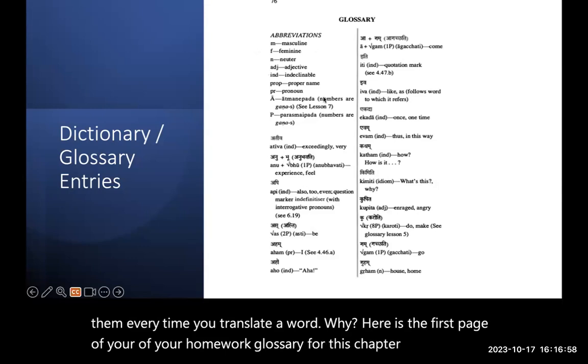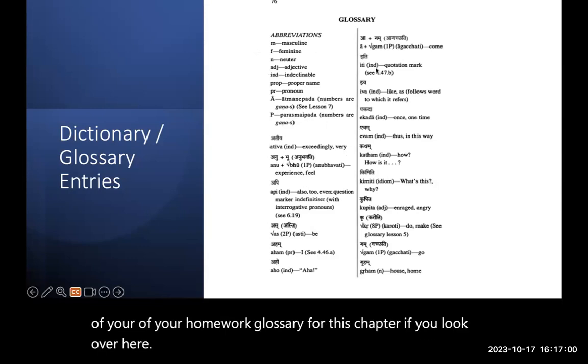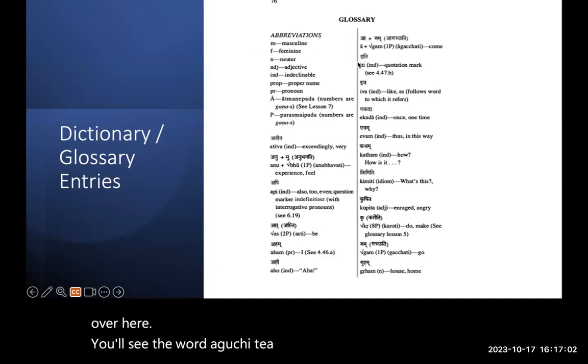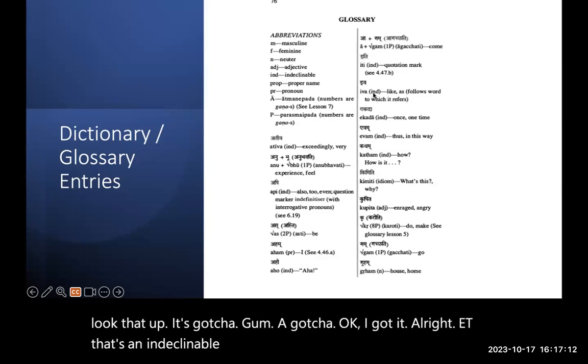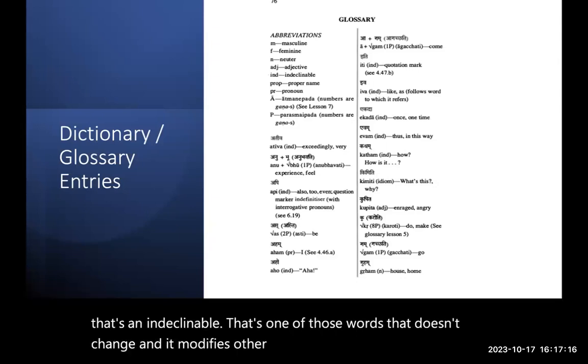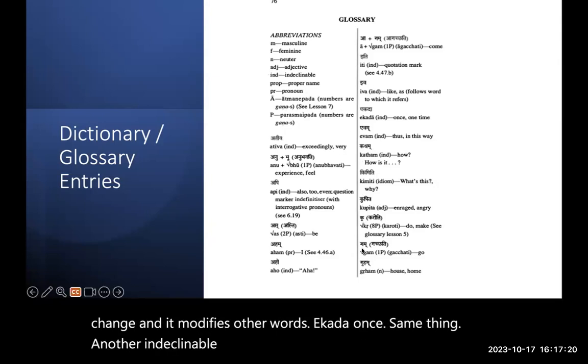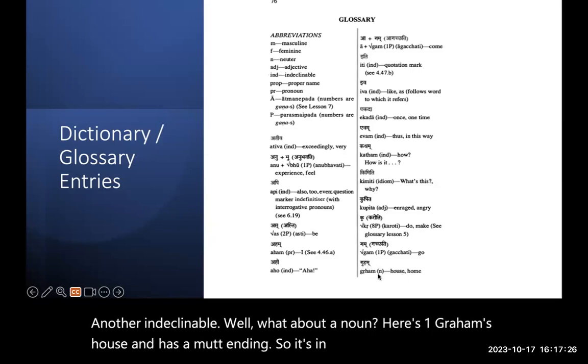If you look over here, you'll see the word agachati. Well, I don't even know how to look that up. Oh, it's gachati. Oh, gum agachati. Okay, I got it. All right, iti. Oh, that's an indeclinable. That's one of those words that doesn't change and it modifies other words. Ekada, once. Oh, same thing. Another indeclinable. Well, what about a noun? Here's one, griham, house. It has a ma ending, so it's in the neuter.